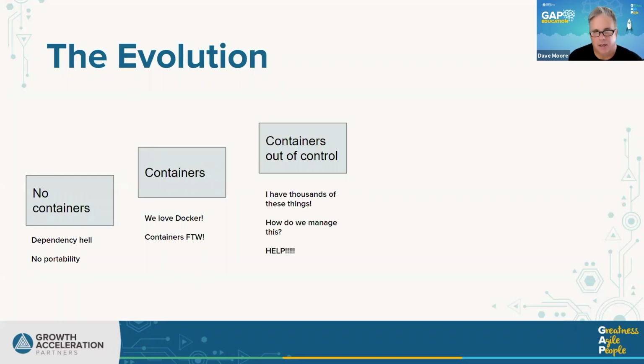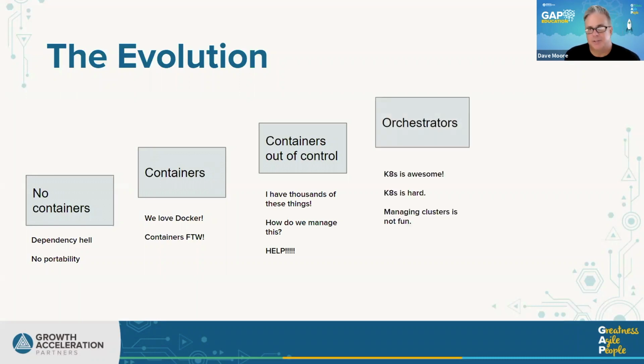And then we're faced with how do we manage these? I have so many of these things and I don't know what to do. Somebody please help. Next in the evolution are the orchestrators. Kubernetes is awesome. I think everyone on this call understands the value of having the Kubernetes keyword on your CV. It is the hottest and most popular thing going right now. But at the same time, it's hard. Learning it takes a long time to get really good at it, and managing clusters is not fun.